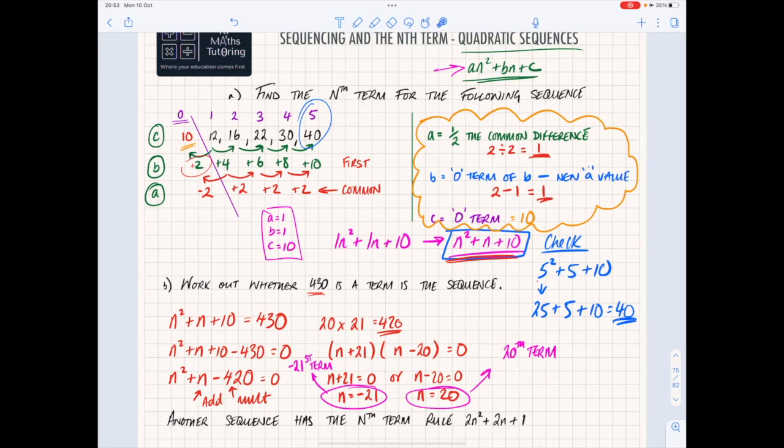So we can prove that 430 is in the sequence, because when you factorise and solve it, you end up with an integer. If you were to solve it and you get a non-integer, so you end up with a decimal, it means it is not in the sequence. So it has to give you an integer to be in the sequence.